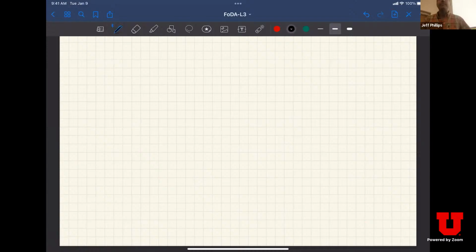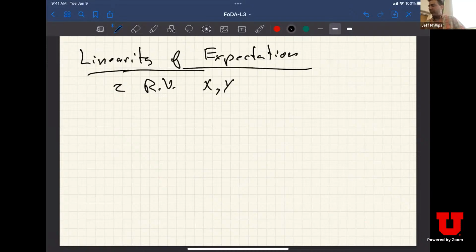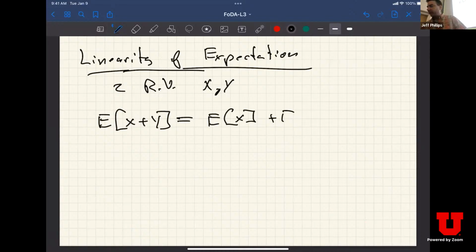One of the other things, the expected value is great to work with. One of the reasons is the linearity of expectation. This is a super important property. Let's say I have two random variables, x and y, and I look at the expected value of x plus y. I can write this as the expected value of x plus the expected value of y.